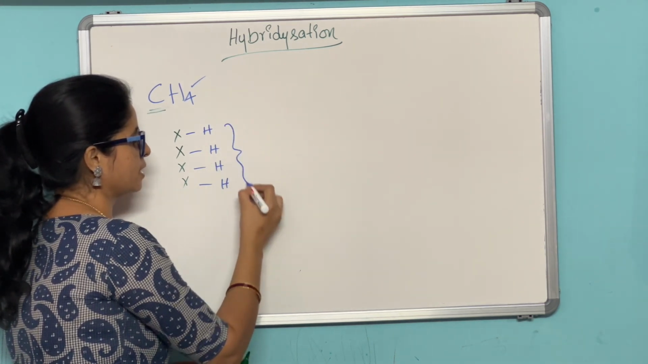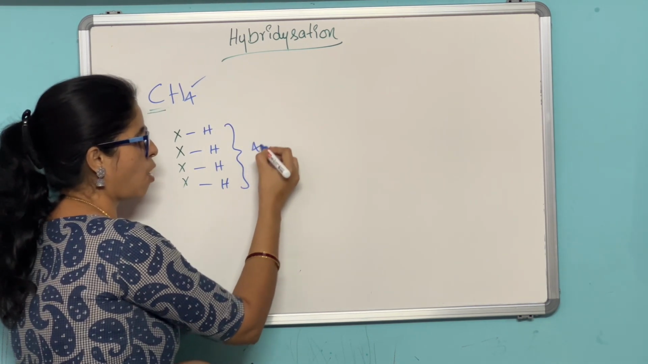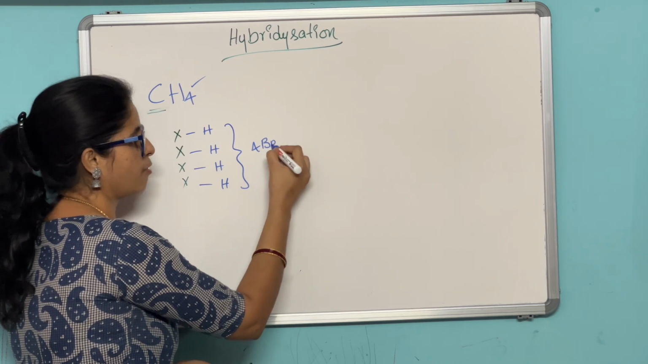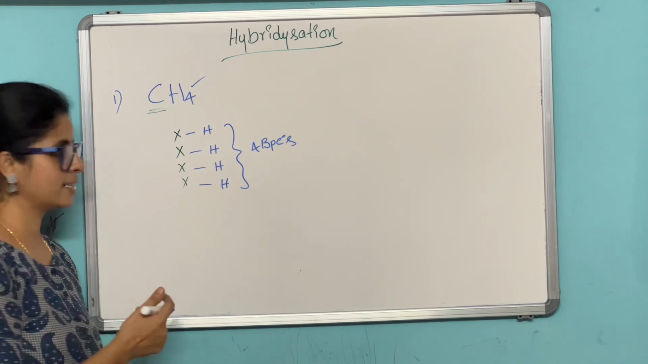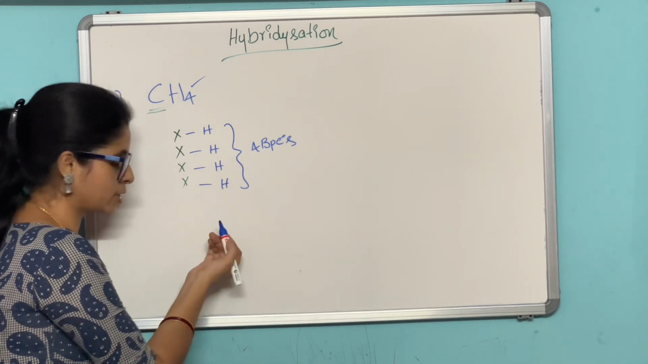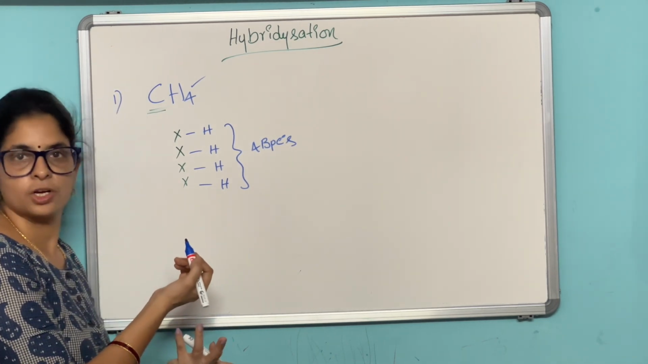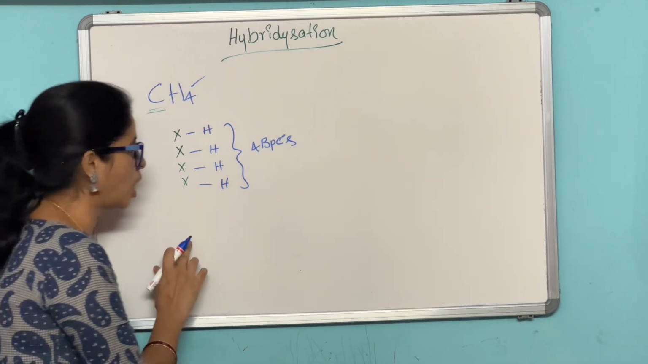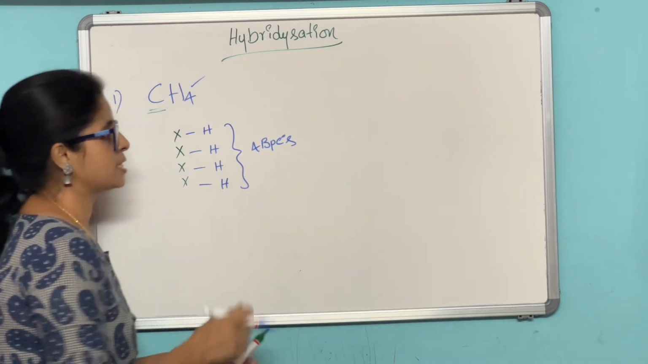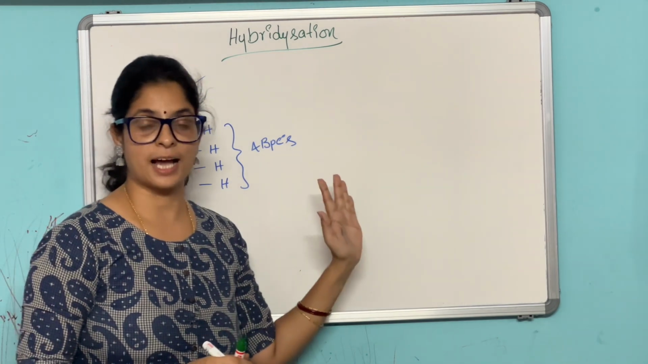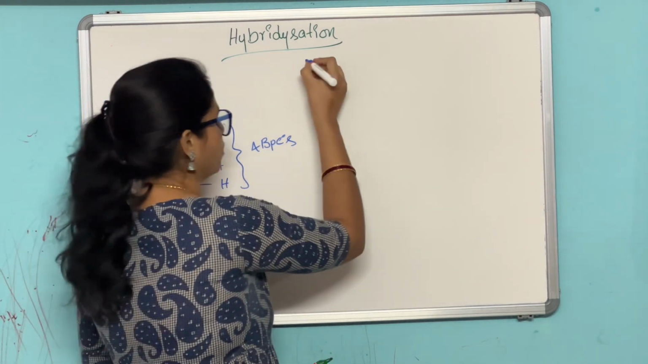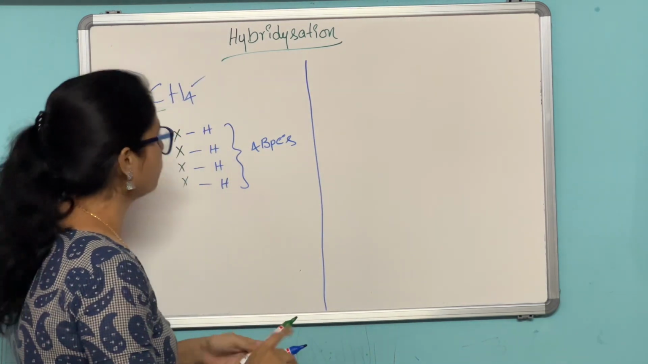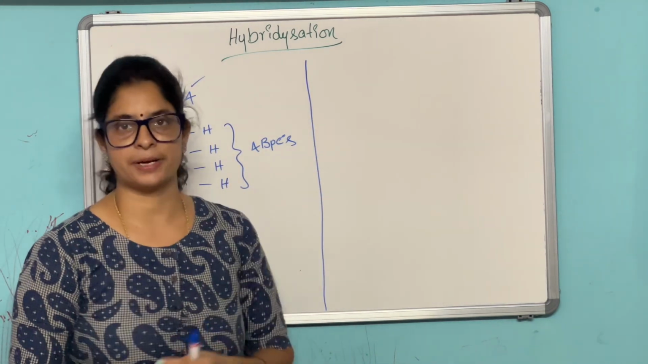Now, how many bonds are there? 4. So, 4 bond pairs of electrons, no lone pairs. Now, before going into how to find the hybridization, I forgot, sorry, I'm going to tell you the types of hybridization.